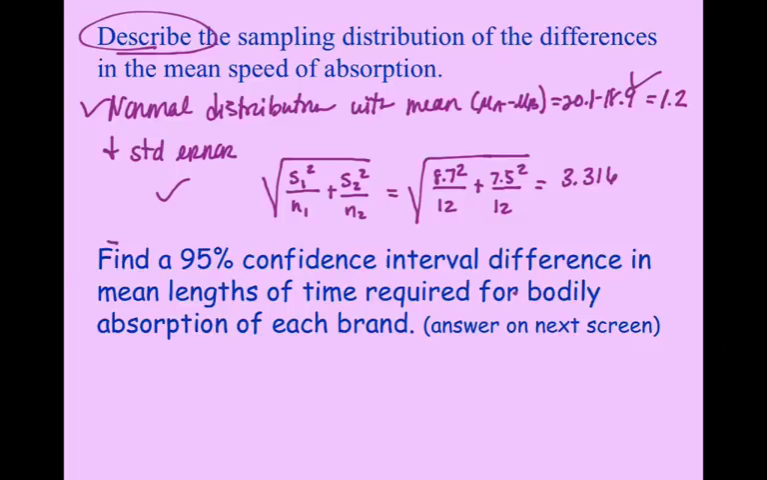All right, now let's find a 95% confidence interval for the difference in mean lengths of time required for bodily absorption of each brand. So we're going to look at the difference in brands A and B, or our sample mean for brand A and our sample mean for brand B. So we're going to do a complete confidence interval calculation starting with assumptions.